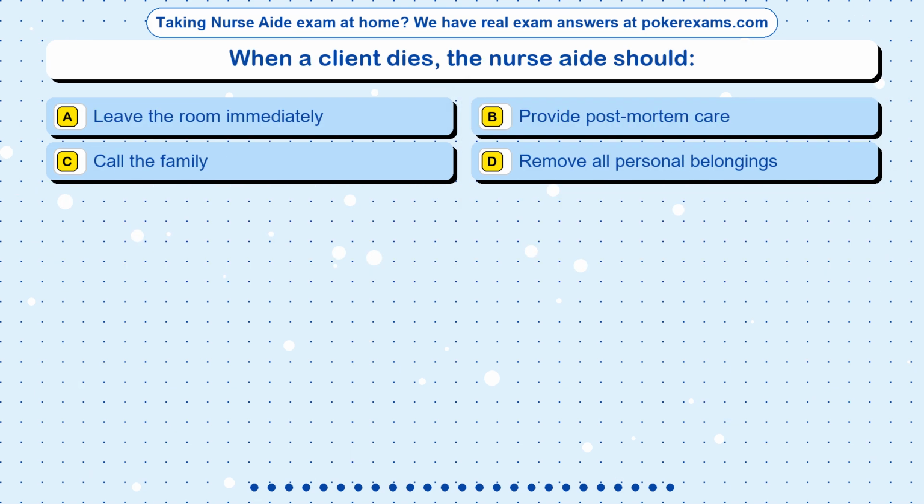Question 11. When a client dies, the nurse aide should: option A, leave the room immediately. Option B, provide post-mortem care. Option C, call the family. Option D, remove all personal belongings.